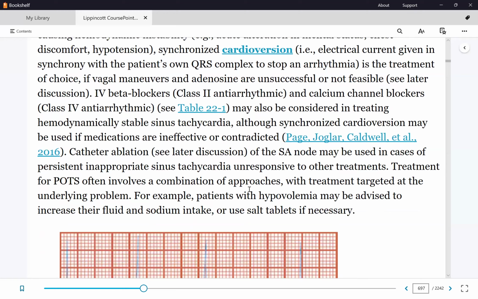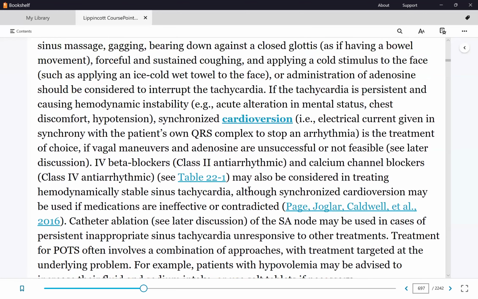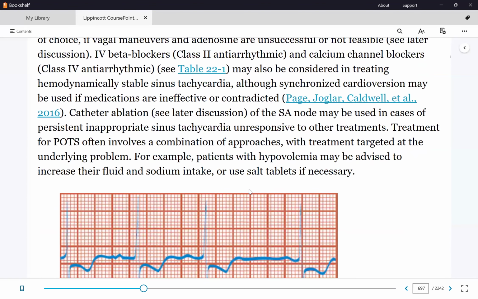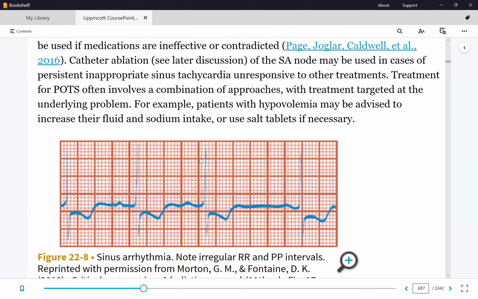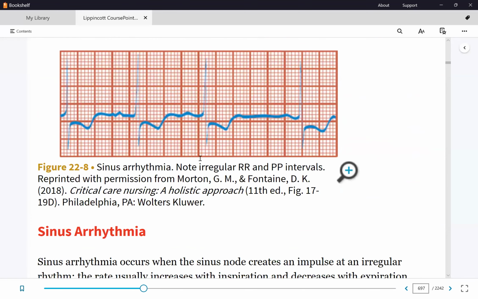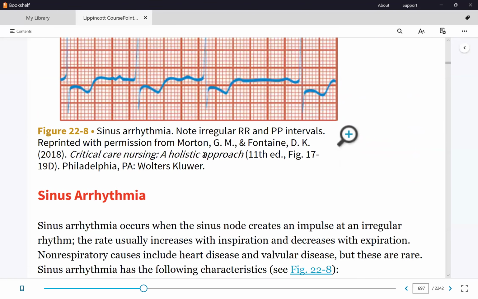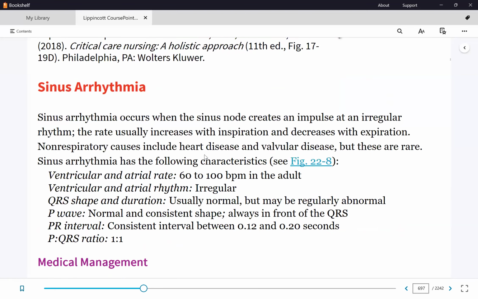So other interventions are, of course, beta blockers and calcium channel blockers. For catheter ablation, that's later in the chapter. We will skip sinus arrhythmia. It's not really very common. So we'll just stick with sinus bradycardia and sinus tachycardia. Any question on those first two dysrhythmias?